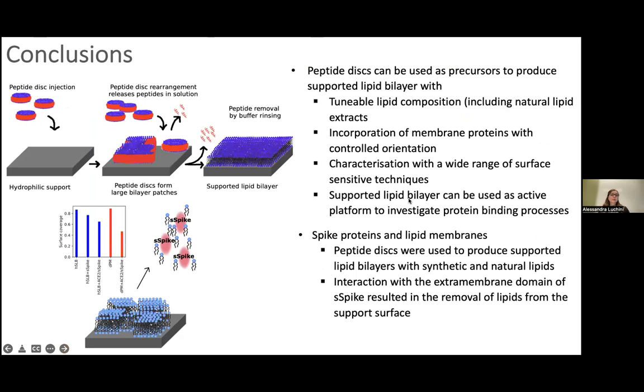So as a conclusion, I hope I showed you a different way to produce supported bilayers that allows to produce bilayers with quite a different lipid composition, not including just synthetic lipids, but also natural lipids. And I think that this is an aspect that is quite important to look and design properly when it comes to study protein-lipid interaction, because any lipid bilayer is not necessarily the best representative model of the biological membrane that one has in mind.